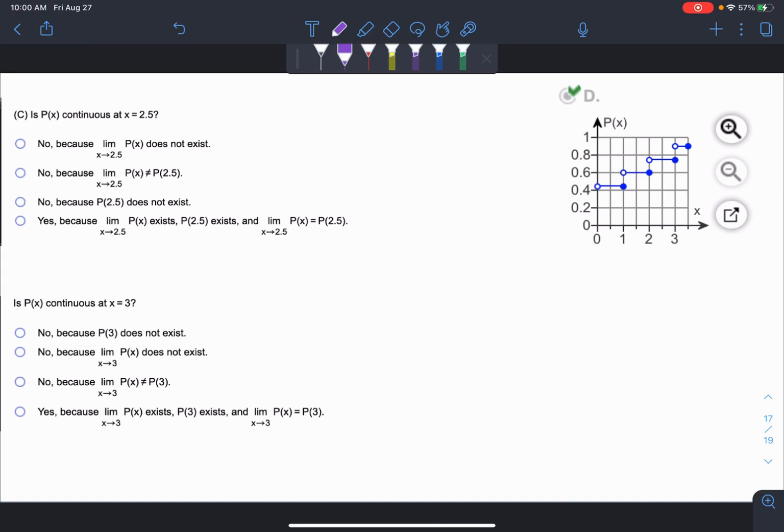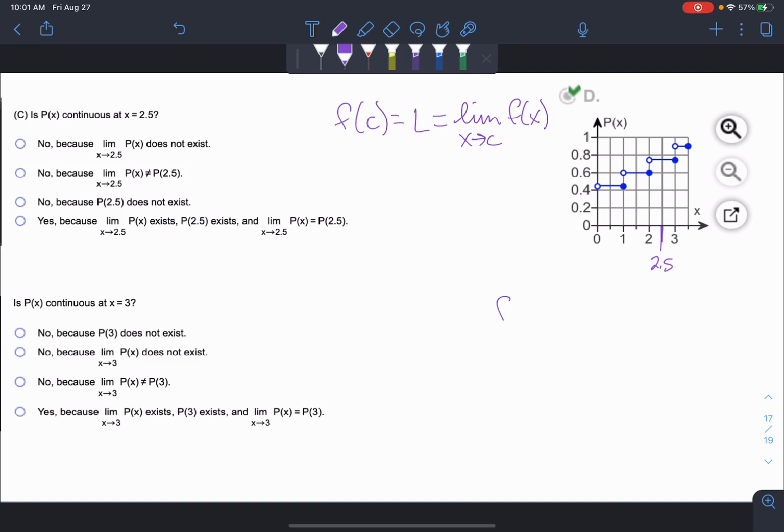Is P of X continuous at X equals 2.5? So let's locate 2.5 on the graph. That's right here. And so when we want continuity, we want the function to exist. So f of x exists, a number, we can call it L, I suppose. And then we also want that to be equal to the limit. Let me write it this way, f of c. So you want the limit to exist and be equal to the value.